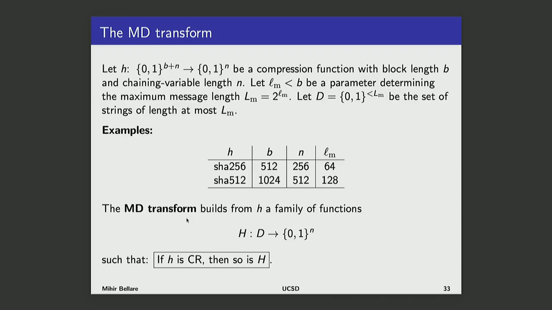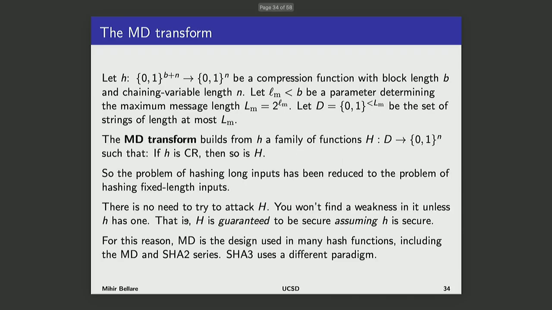Given how central this is to design, we'll look at it in a little more detail. The setup is the same as before. You're given this compression function, and you define your domain for the hash function. The goal of our transform is to take the compression function and automatically turn it into this hash function, and it must do this in a way that preserves collision resistance.